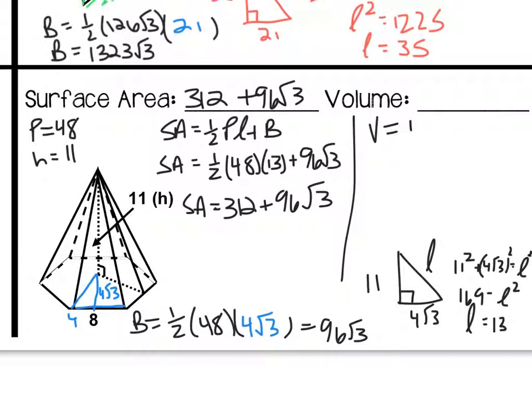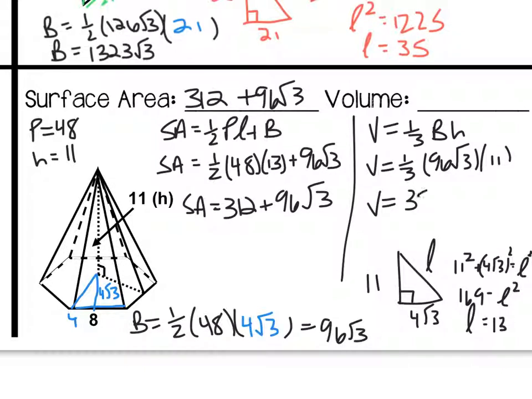Volume equals 1/3 area of the base times height. Area of the base was 96 square root 3, and the height is 11. So my volume is 352 square root of 3. Done!